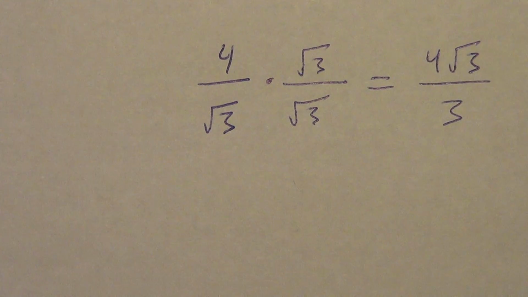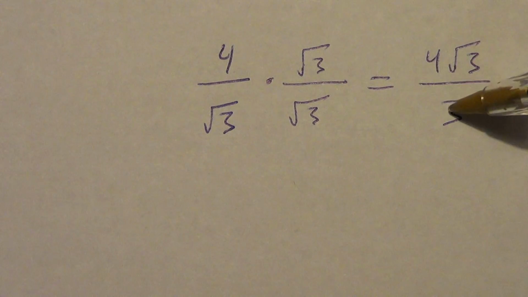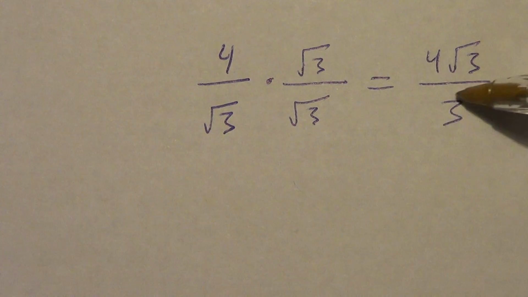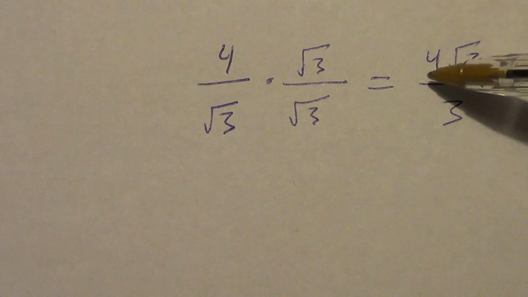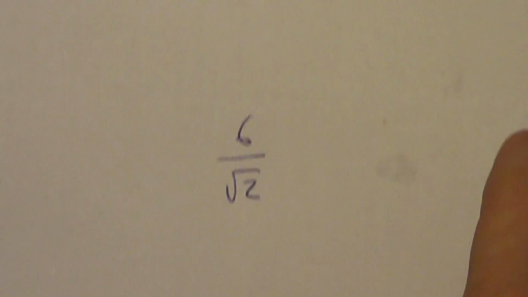Now we look to see if we can reduce. If we can reduce, it's going to be this number. They're both outside of the root. We cannot reduce the 3 and the 3. This is under the root. This is not under root. They're not reducible. All right? We could reduce here, but 4 and 3 aren't divisible by the same thing. So that's my answer. Now let's look at one more example.